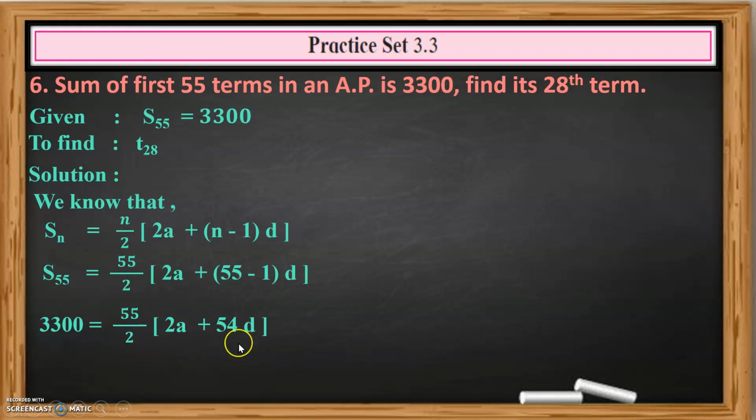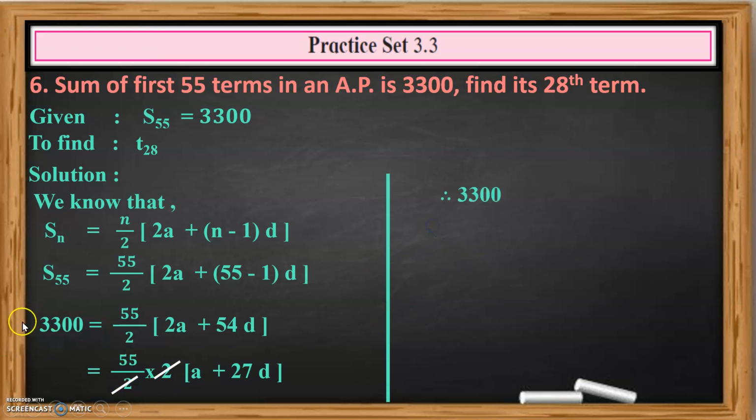Now in this bracket 2 is common, so in the next step we will be taking 2 outside the bracket. So we will get 55 upon 2 into 2 into brackets a plus 27d. Now this 2 and this 2 will get cancelled. So what are you left with? We will get 3300 is equal to 55 into a plus 27d.